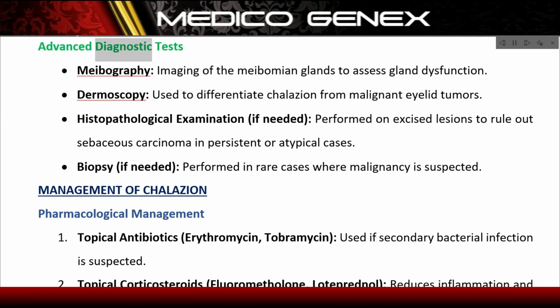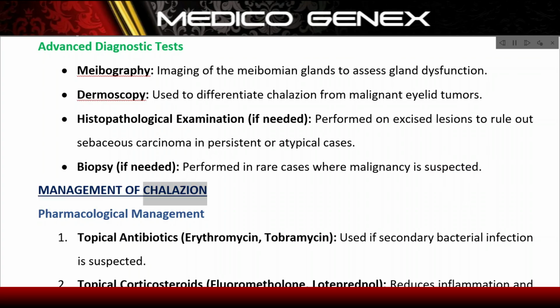Advanced diagnostic tests. Meibography, imaging of the meibomian glands to assess gland dysfunction. Dermoscopy, used to differentiate chalazion from malignant eyelid tumors. Histopathological examination, if needed, performed on excised lesions to rule out sebaceous carcinoma in persistent or atypical cases. Biopsy, if needed, performed in rare cases where malignancy is suspected.